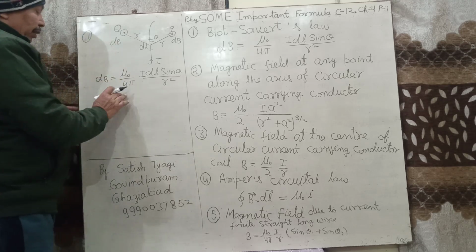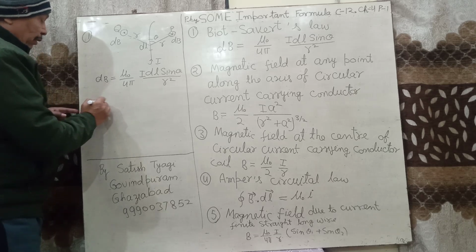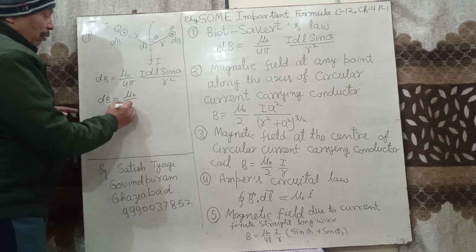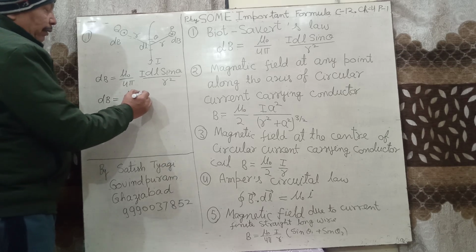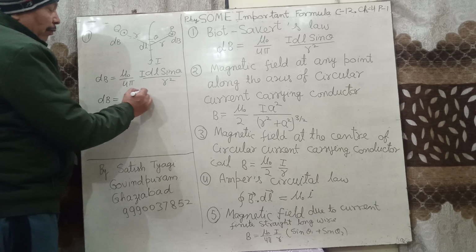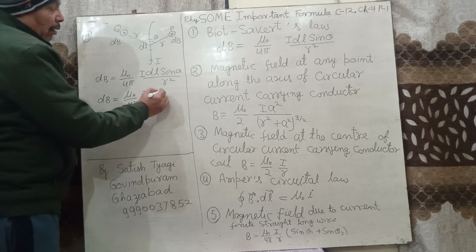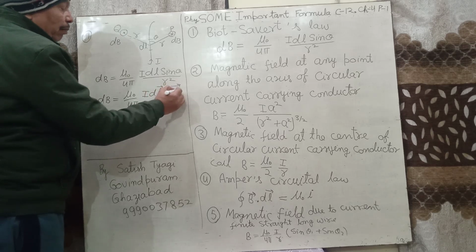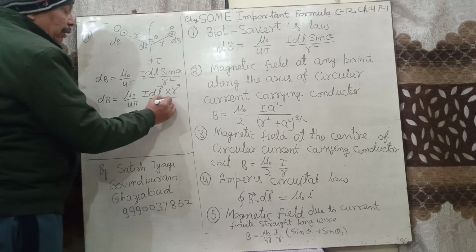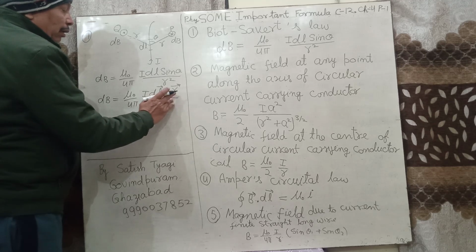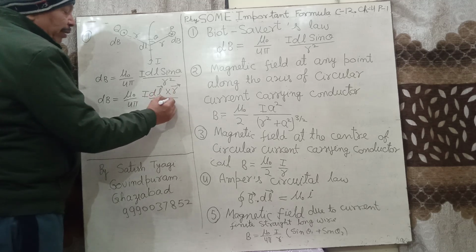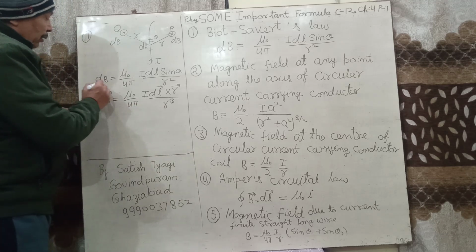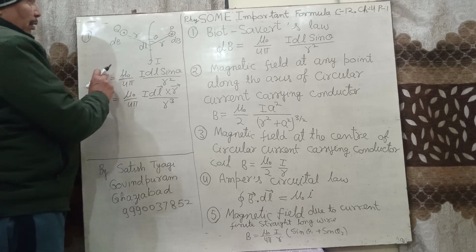The magnetic field in vector form is dB equals mu 0 upon 4 pi I dl cross vector r upon r cube. This is the vector form of the magnetic field, and the earlier one is the magnitude of the magnetic field.